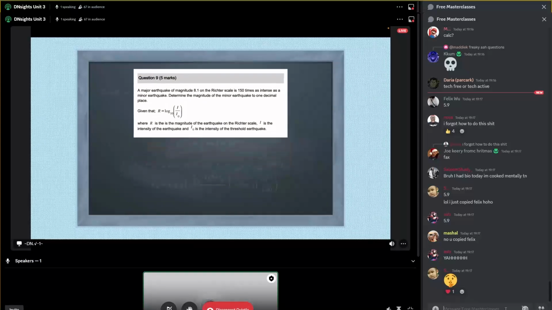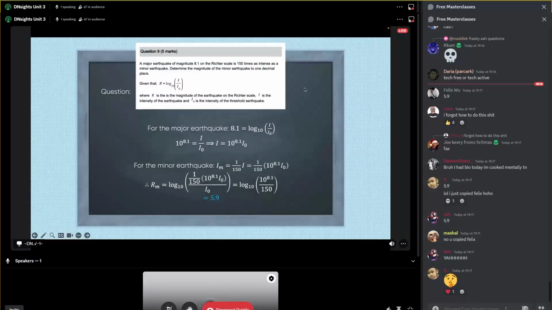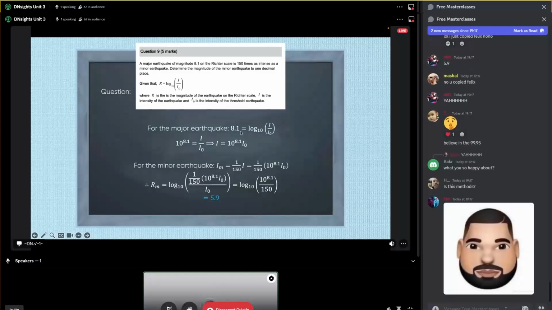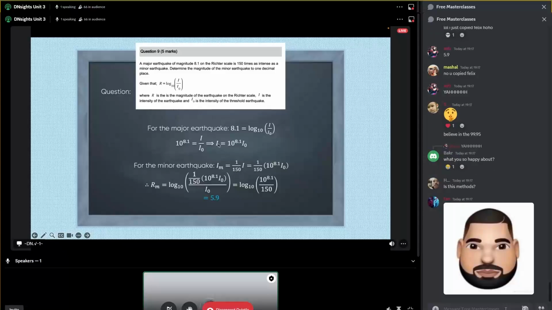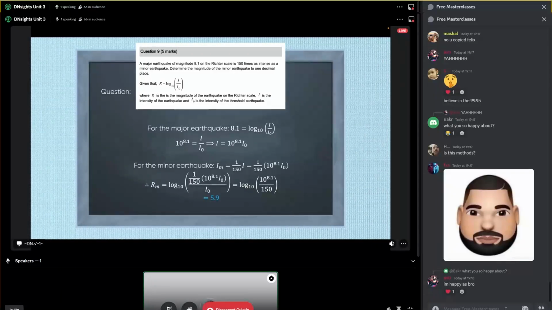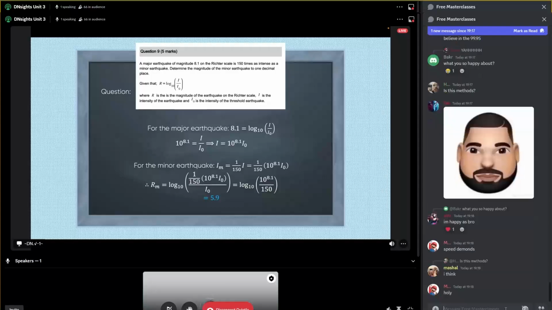All right, so here I've got the answer. Firstly, I know the magnitude of the major one is 8.1. I can rearrange to get the intensity of that using I naught. Then I know that the minor one is 150 times less intense, so I just substitute 1 over 150 times I major. Then I can do the magnitude using the given formula, which is 1 over 150 times I major over I naught, and that gives me 5.9. So this is a pretty decent complex familiar question. Do we all get that?